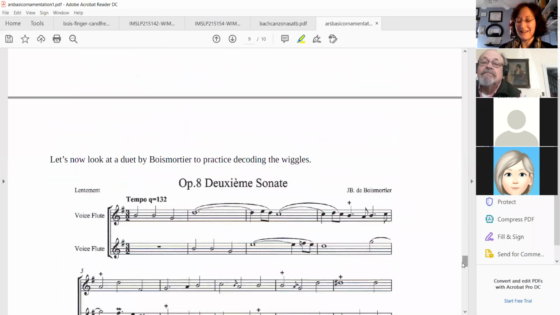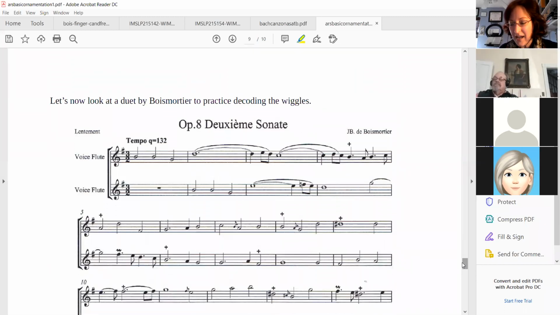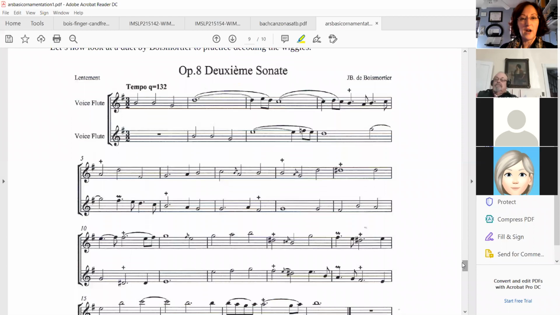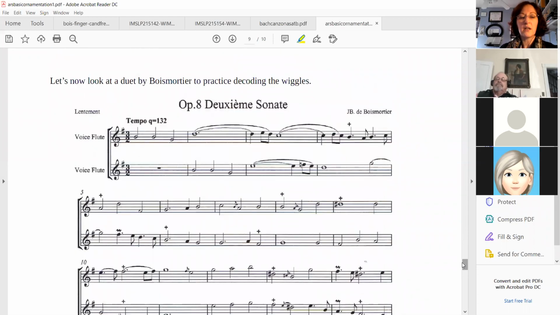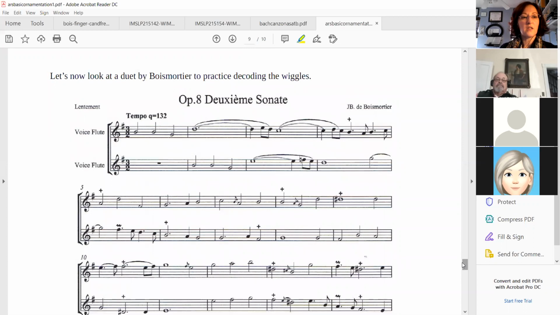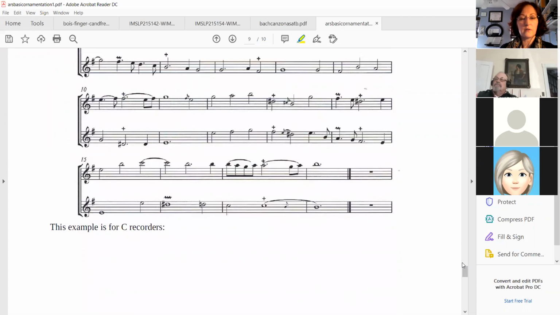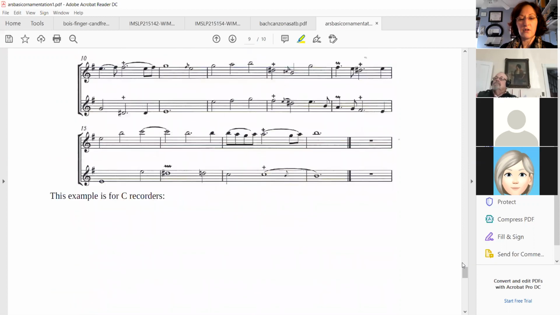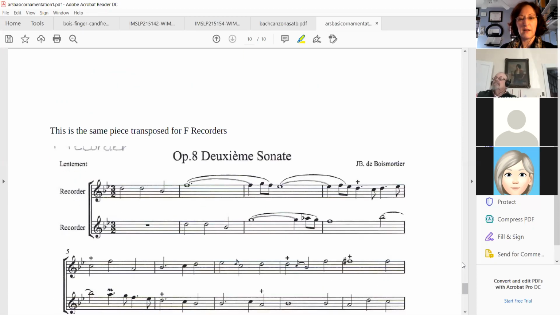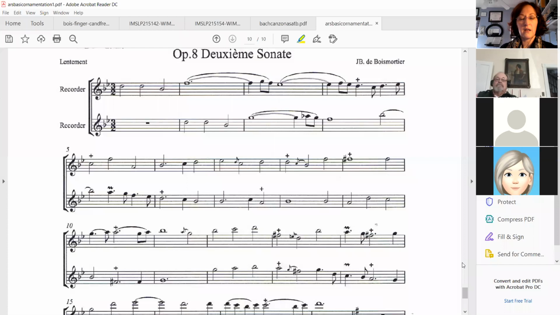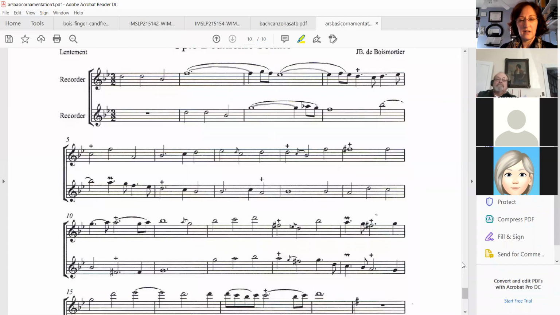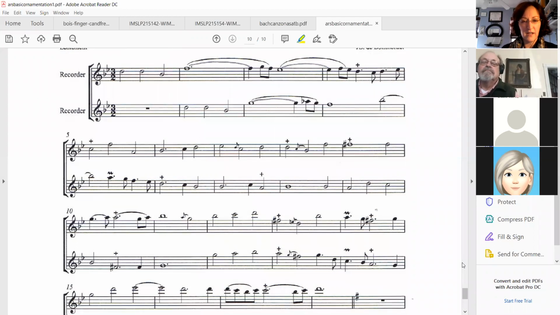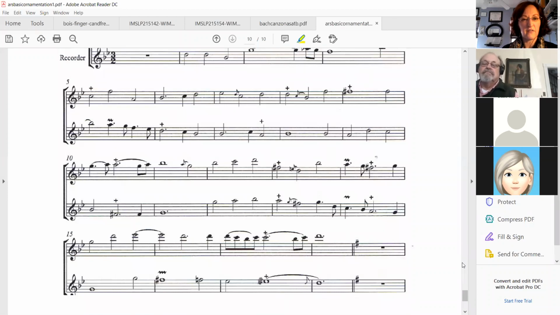All right, we had some duets that we thought we could look at. We could try together. We've got the Boismortier duets. This first version is for C recorder, and the second version is for F recorder. Do we have more people on F right now? I think if we have more people on F right now, then we'll do the F recorder, and if you're on C, you can play most of this on C if you take some of it down the octave.